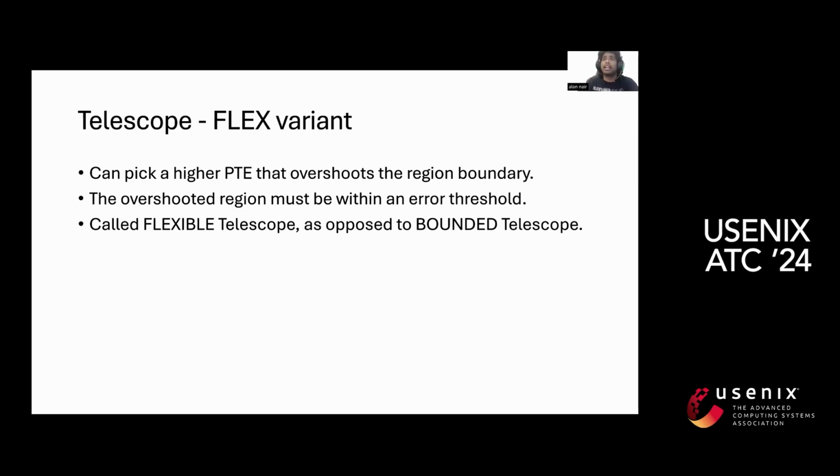This variant can pick a higher level page table entry to profile, even if the covered address space shoots over the region boundary, provided that the amount by which the covered address space of a page table entry shoots outside is within an error threshold, for example, 5%. Telescope flex can set different error thresholds at different levels of the page tables. This variant is called flex after flexible.